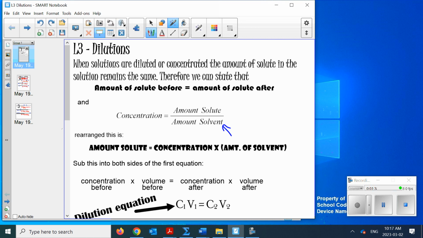We should solve for the amount of solute. That's concentration times the volume. Now, since the amount of solute is the same in the first situation and the second situation, we can say, well, the concentration and volume in the first situation is equal to the concentration and volume in the second situation. That's where this comes from.